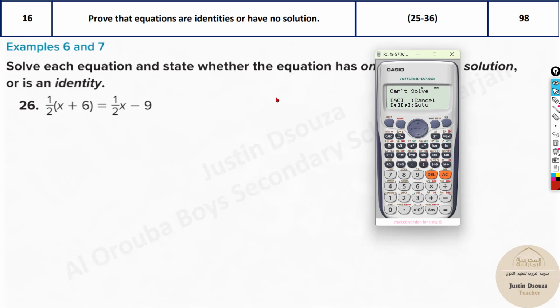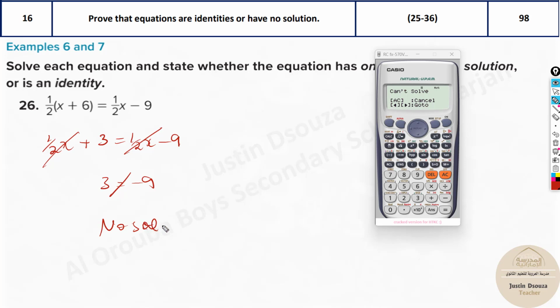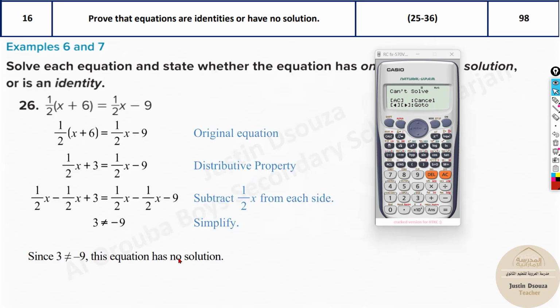Why? If you look carefully, half multiplied inside will be half x plus half multiplied inside will be 3. Half times 6 is 3 equals half x minus 9. Now, this half and half cancel off because they are on the same side and the other side of equal to. When you take it to the other side, it becomes minus and cancels, right? Now, is 3 equal to -9? No, it's not equal. So there are no solutions, okay? And if you do it in the calculator, you will get can't solve as well. So this is no solution.